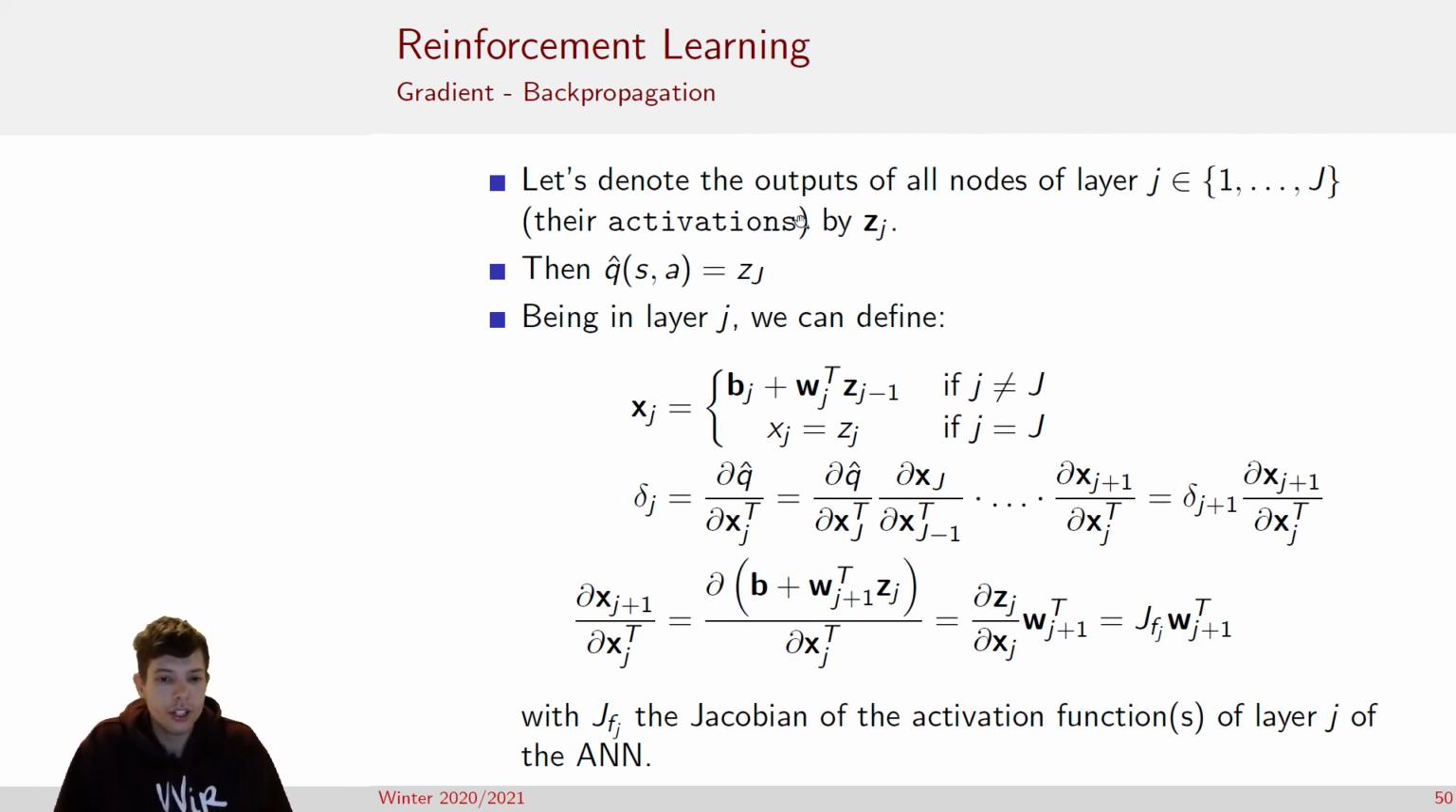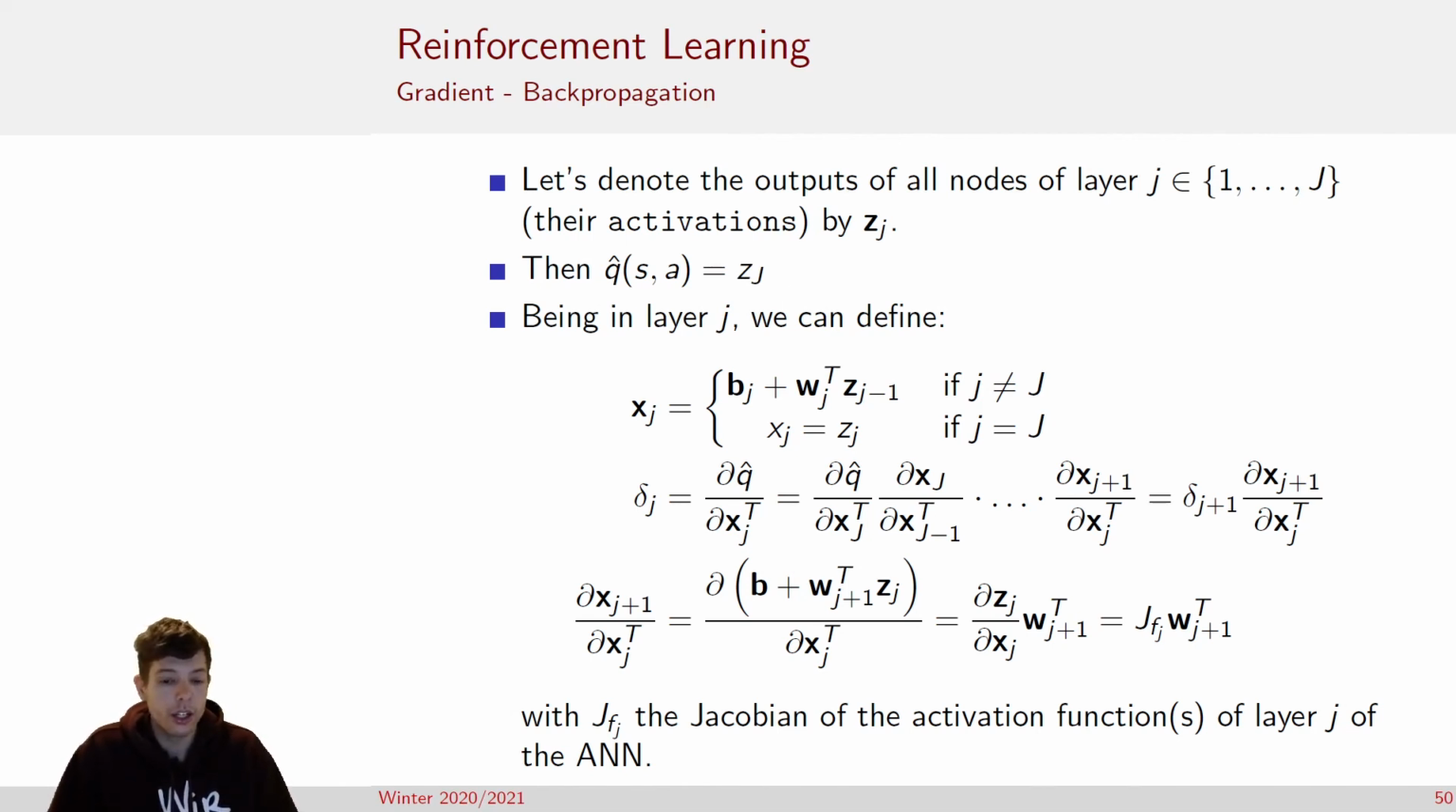First of all, we denote the output of all the nodes of layer j by z_j. So what we have denoted by f of x, or what we've called O in the previous slides, now is the variable z. Then obviously q, so the approximation itself, is z at the final layer J.